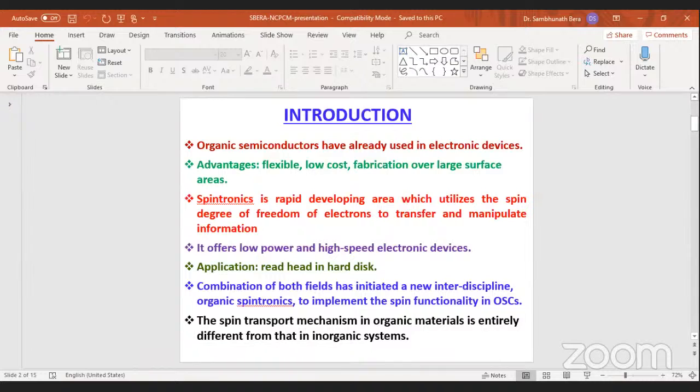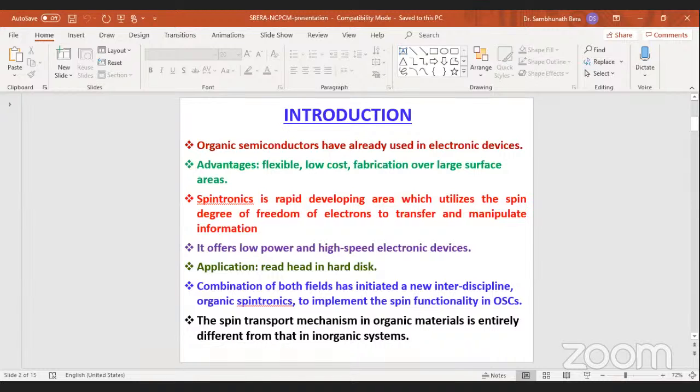Okay, so why are we interested in this material? Because these organic semiconductors are already used in electronic devices like organic light emitting diodes, field effect transistors, solar cells, photovoltaic cells, etc. And these organic semiconductors have an advantage. They are flexible and low cost, and it is easy to fabricate them over large surface areas.